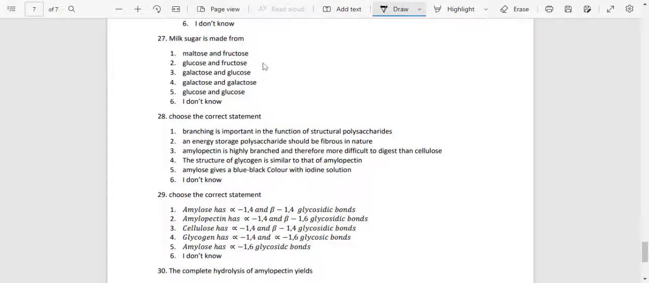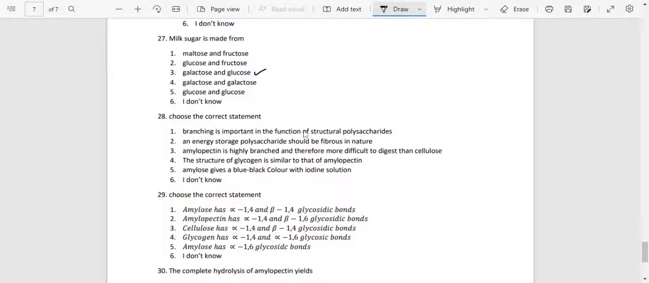Milk sugar is made from maltose and fructose, glucose and fructose, galactose and glucose, galactose and galactose, glucose and glucose. Now, milk sugar is simply lactose, and lactose is made from galactose and glucose.